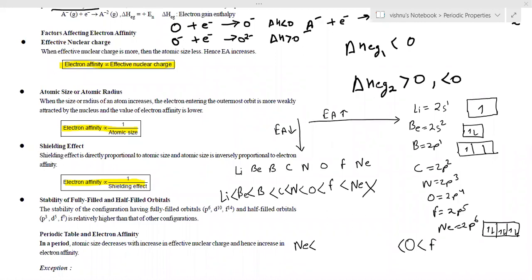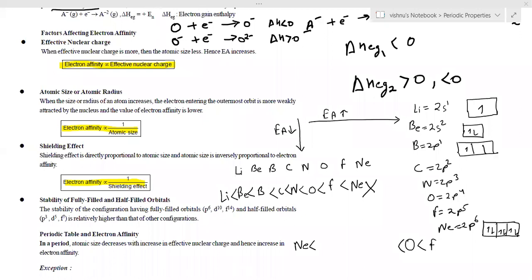So nitrogen is already half filled. Now it is half filled. Electron can be added because only 3 electrons are filled in the p atomic orbital. So 3 more electrons can be added, but the stability will decrease. Because of that, it will not have higher electron affinity. It will have lower electron affinity. So N should not be after oxygen.